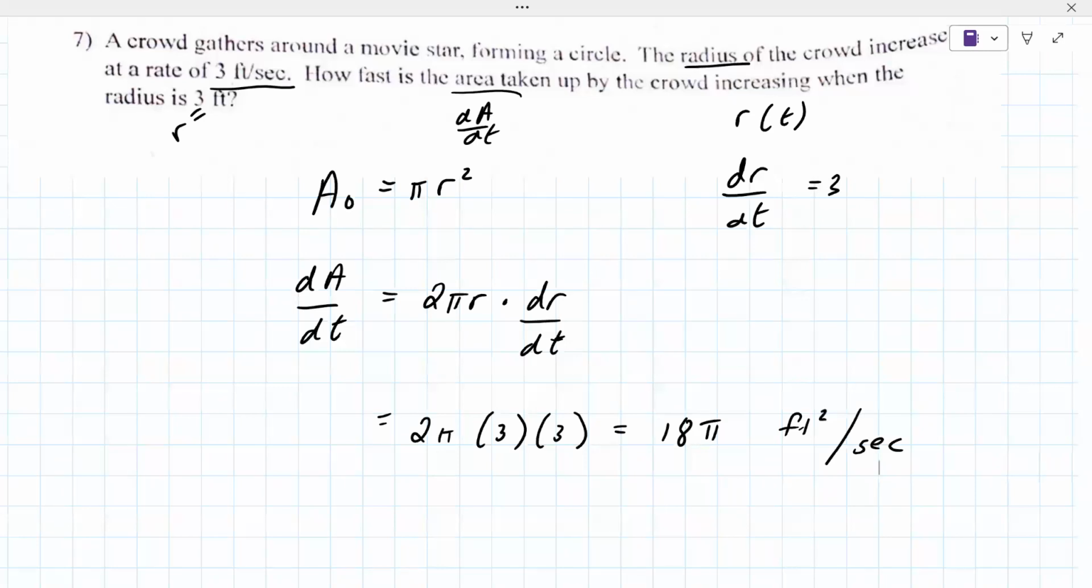Is that okay for 7? Yeah, I'm good for 7. All right, so let me just make some comments here about some of the next ones.